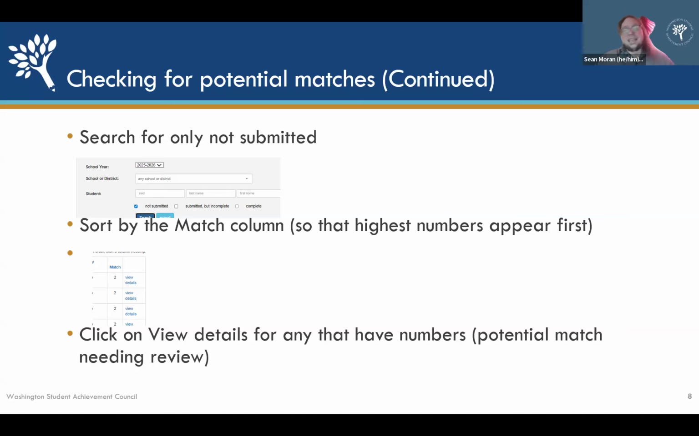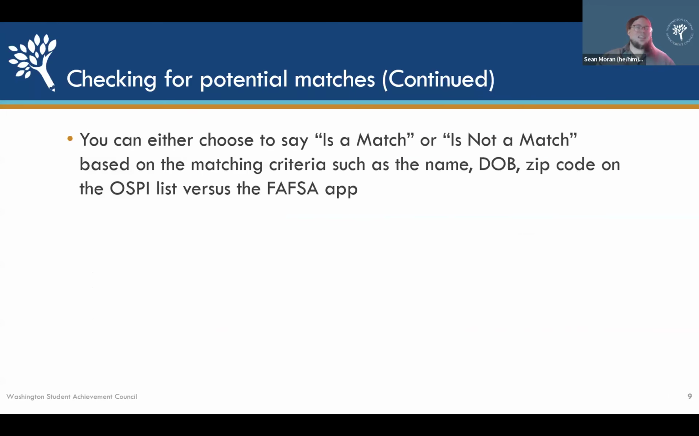One thing is if you don't see anyone on this, that means you don't have any potential matches. But if they have numbers and they're under not submitted, they are a potential match that is currently not matched. One important thing to note too is if they have like those two matches, you have to go one at a time. So if you want to see the second potential match, then you would have to click through the first and review it first. Okay, and you can either say it is a match or it is not a match based on the matching criteria such as the name, date of birth, zip code, as mentioned before.